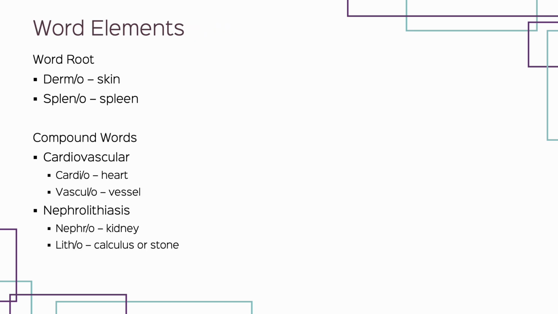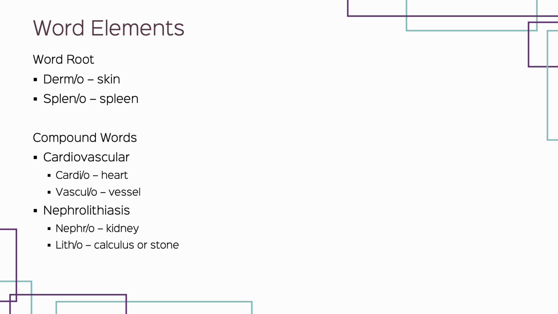The base of a word is considered the root. These are terms that are the main portion of a medical term, and a root word often defines the body area or system that is being discussed, such as derm for skin or splen for spleen. It is possible for a word to have multiple roots, which is referred to as a compound word.